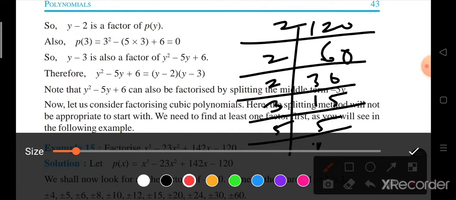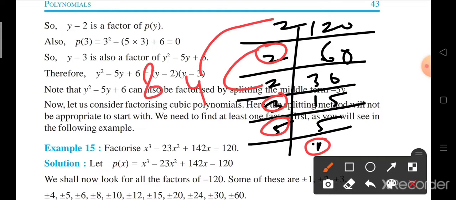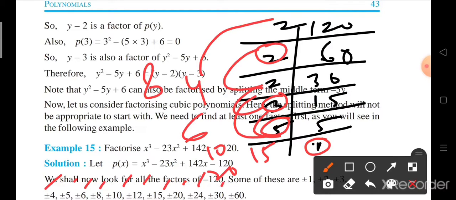So there are different factors. Okay, let us discuss one by one. 1, 2, 3, 5. Okay, now 2 into 2, 4, 4 into 2, 8, 3 into 2, 6. Okay, 5 into 2, 10. Okay, 5 into 3, 15. 5 into 2 into 2, 20. So in this way we have different factors: 4, 5, 6, 8, 10, 12, 15, 20, 24, 30, 60.